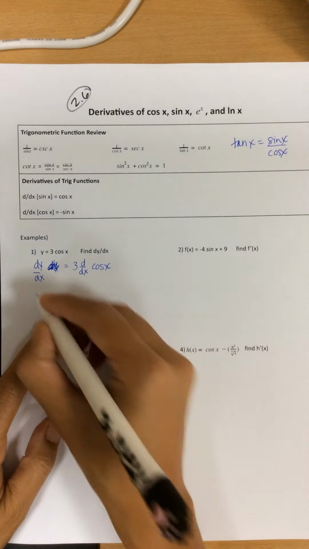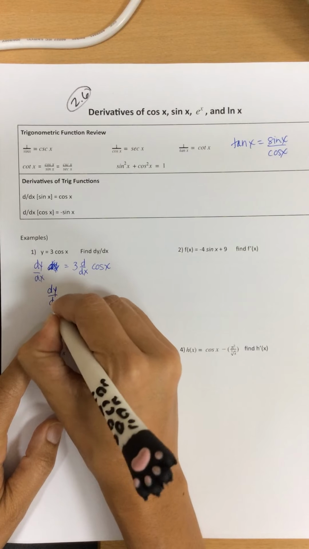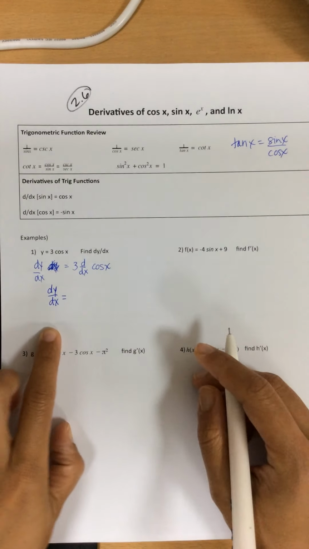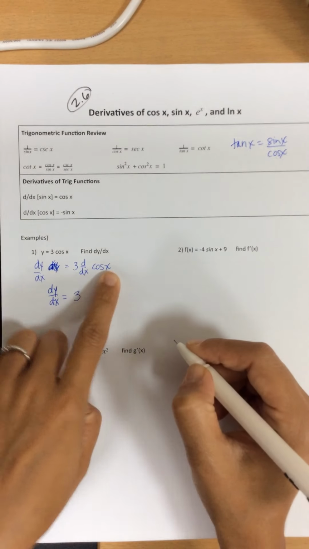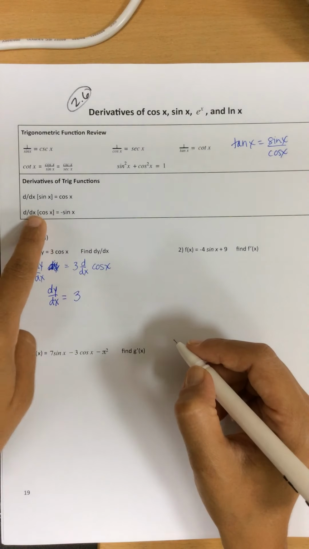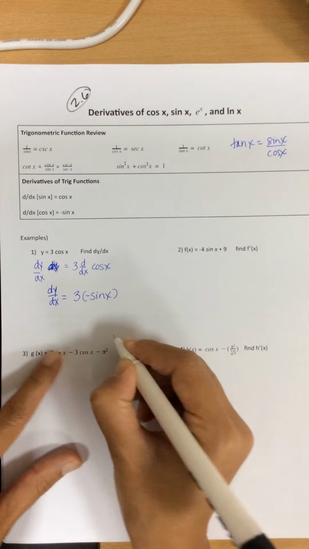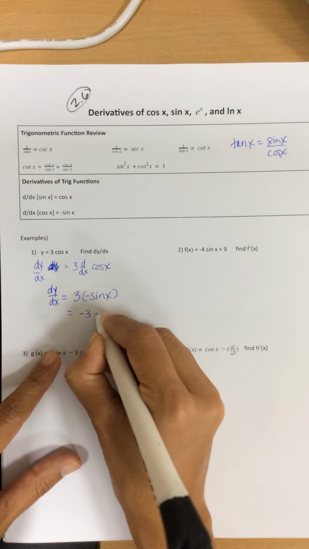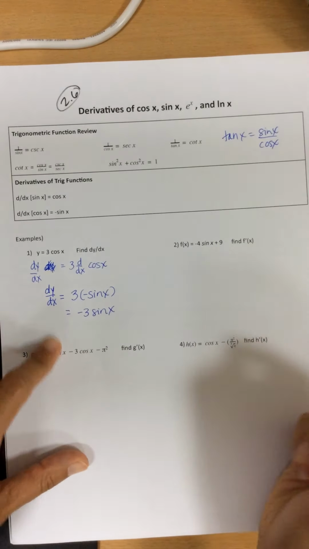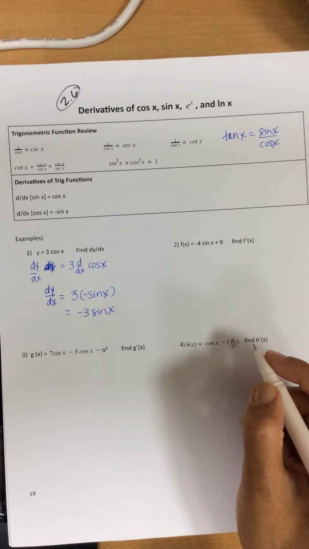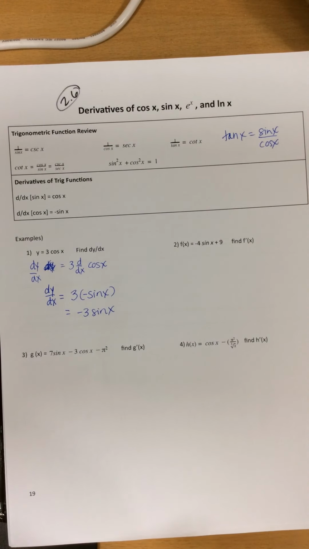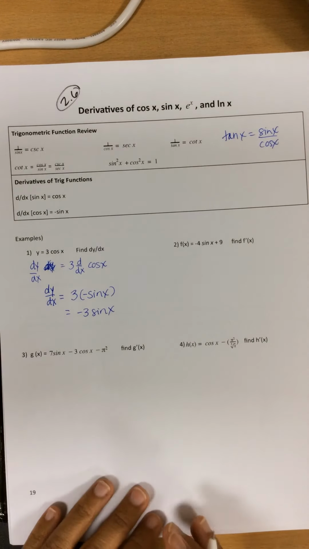Okay? So now I know dy over dx equals 3 times, well, what's the derivative of cosine x? It's negative sine x. So this whole thing equals negative 3 sine x. You can also write y prime, which is what I'll do for the other ones, to show you the different notation.